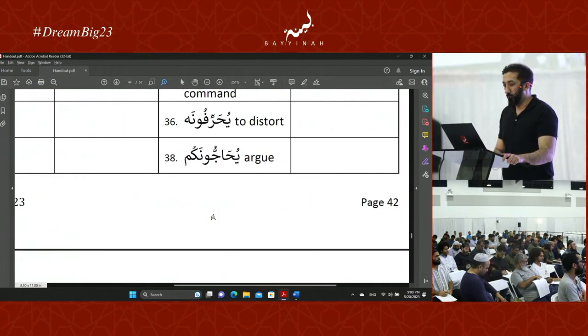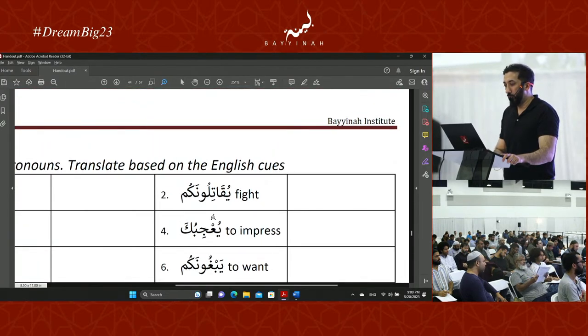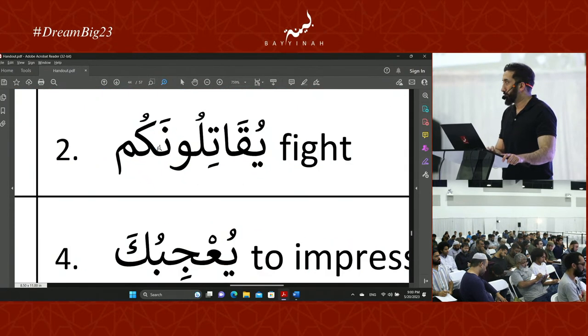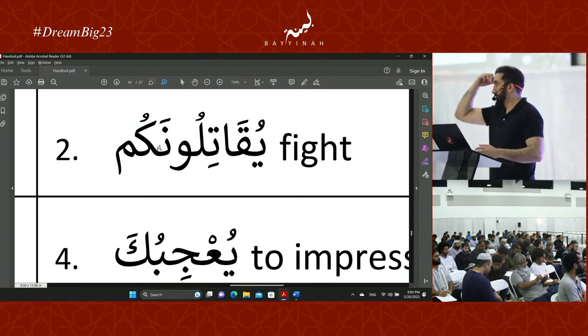Okay. Now, let's go to the second column, because I want to get through all of these. Yuqatilunakum. Somebody who hasn't gone, come on, get brave. Yes, go ahead.